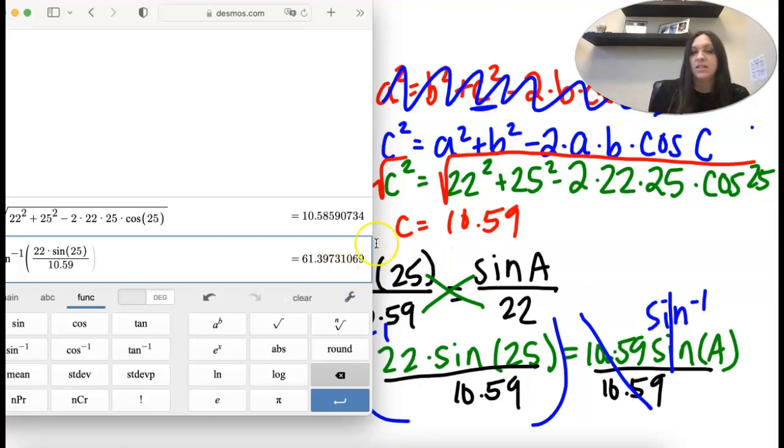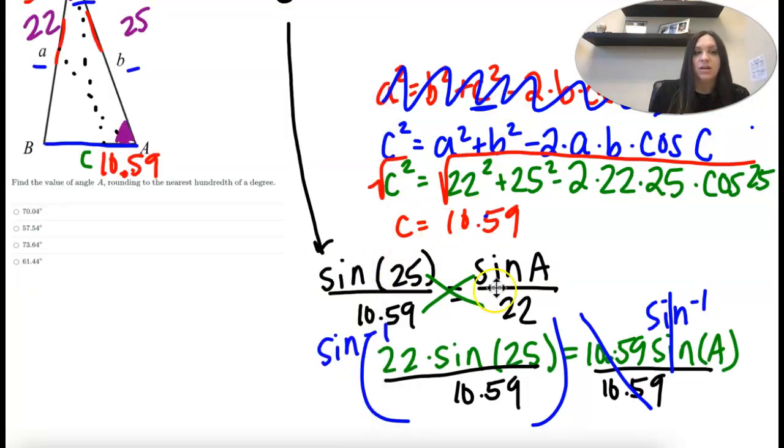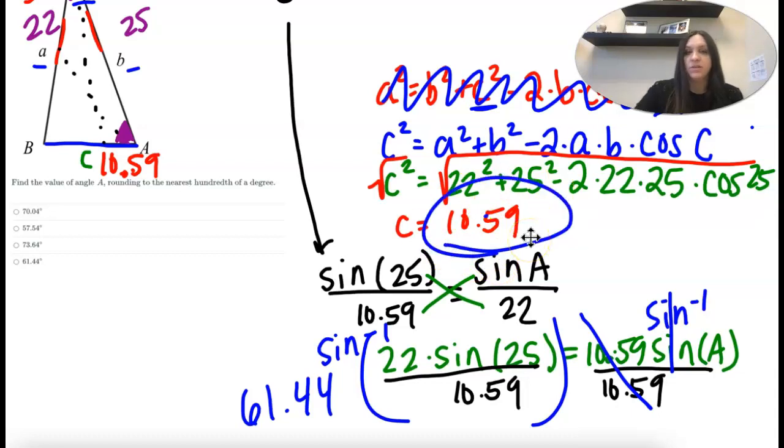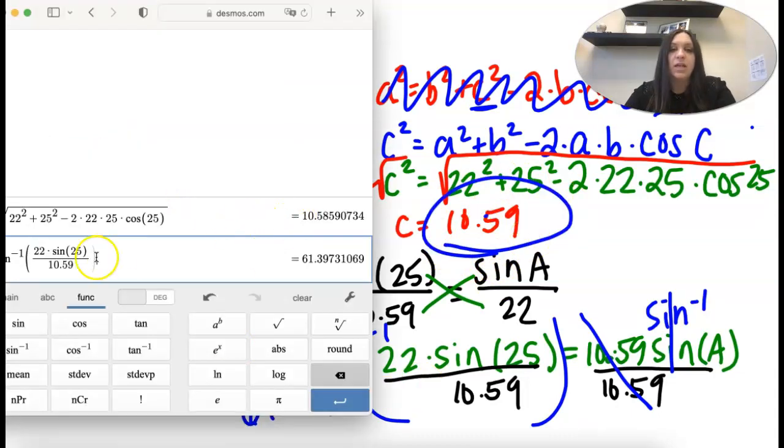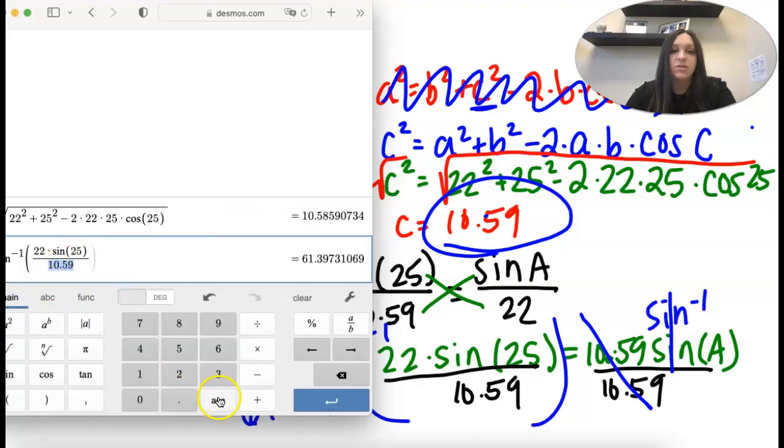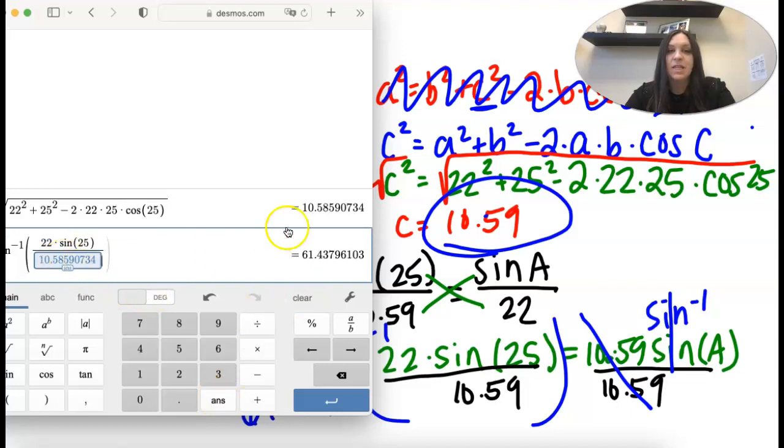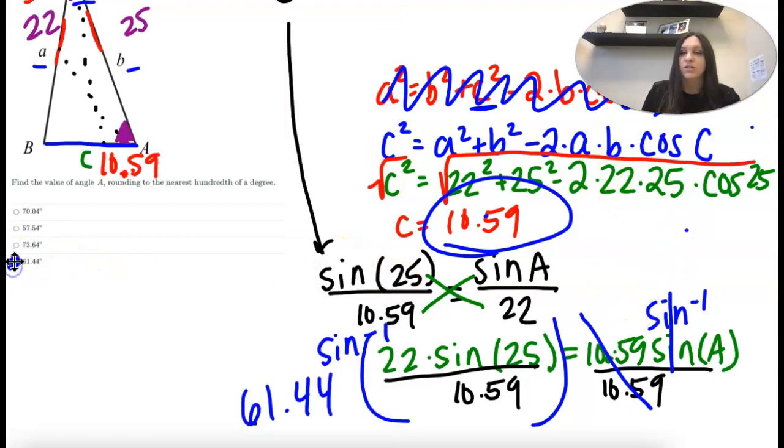So A is 61.39 or 61.44 because we've rounded right here. I bet we could get that if we changed our round to answer. See how because I rounded here, I was off on my decimals, but when I put in the full number, no rounding, it is 61.44. So every time you round, your number changes. So you really want to try not to round until the very end.